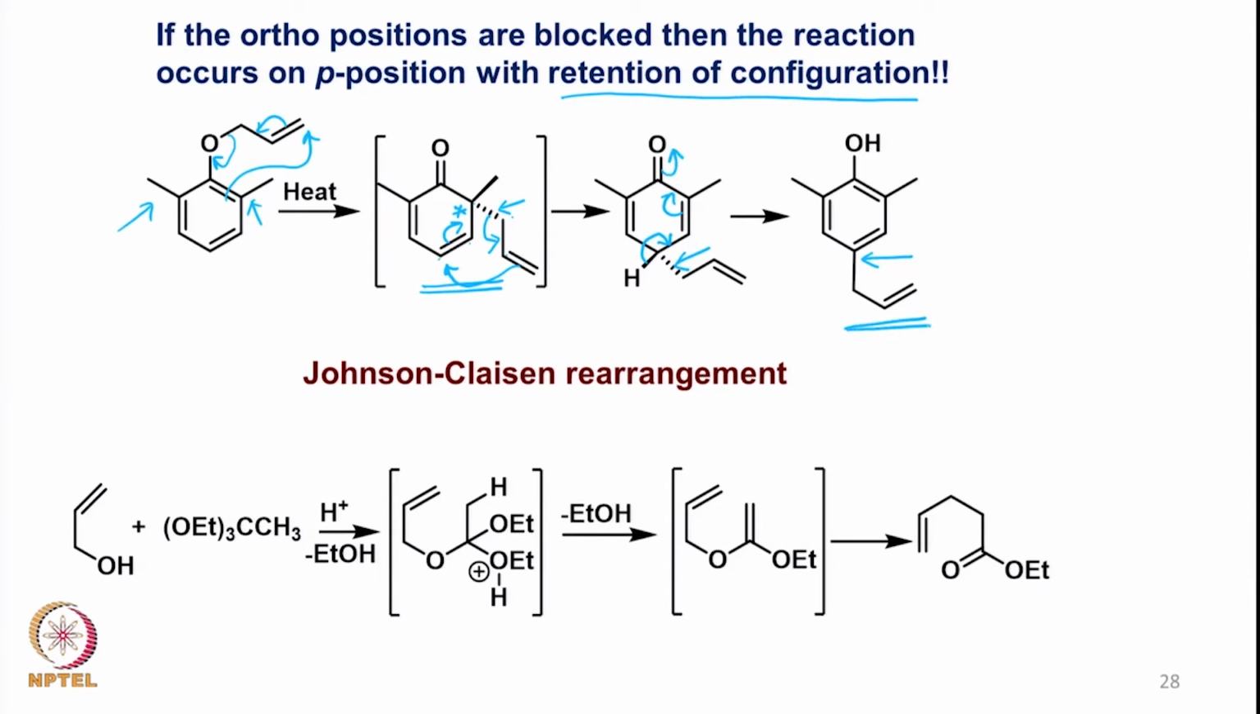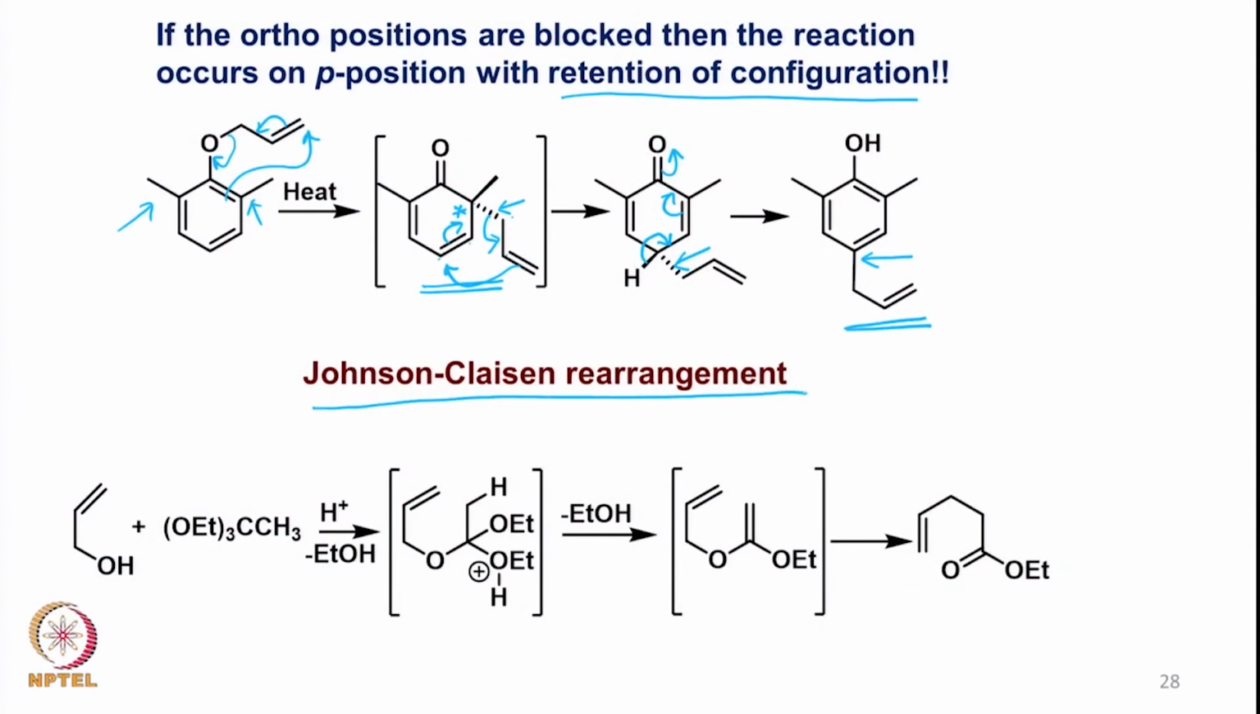But it implies that when we say retention of configuration, it means that the first asymmetric center that is being created, if that has a particular orientation, alpha or beta, then in the next rearrangement it undergoes the same change with the same configuration, and finally enolization leads to the aromatic product. So this is how the original aromatic allyl-vinyl ether based Claisen rearrangement occurs.